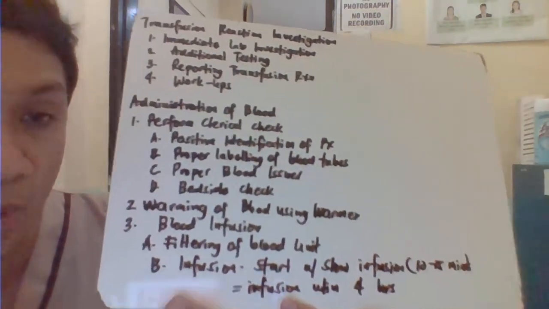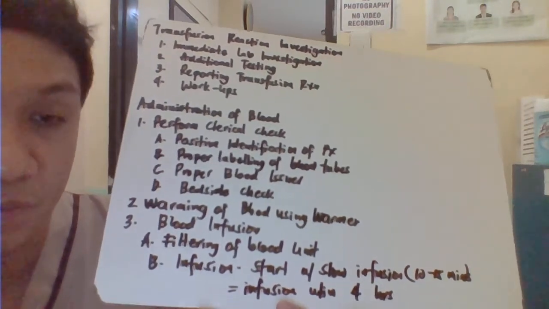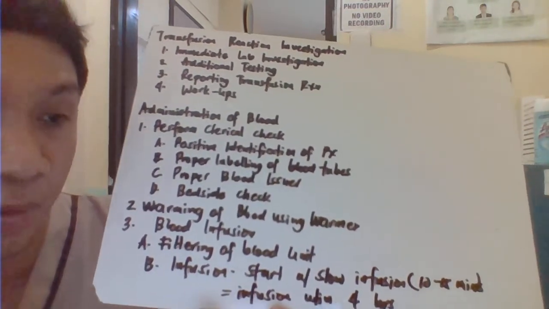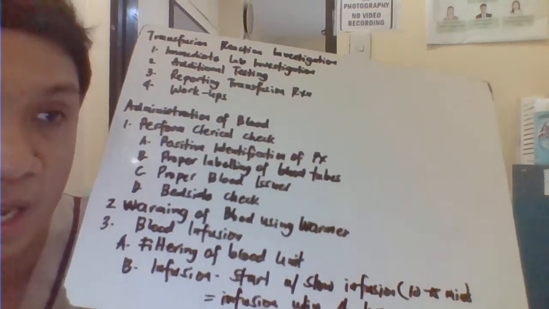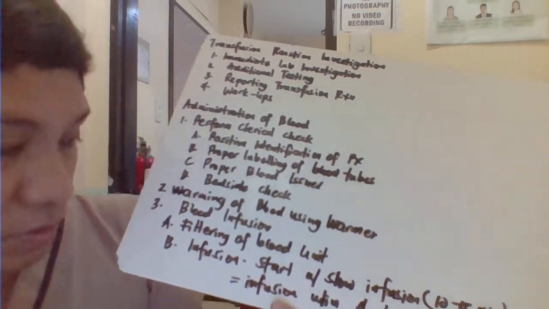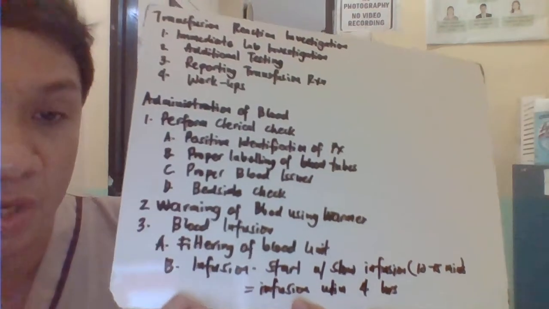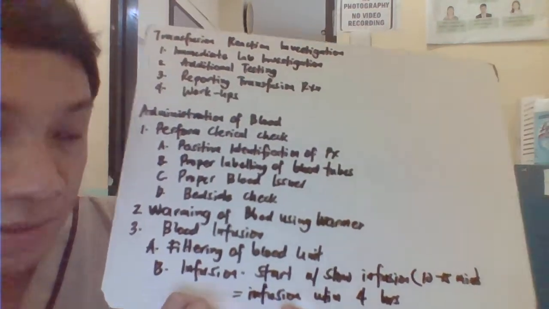Next one, we have the warming of the blood prior to the blood transfusion. That's to prevent hypothermia. You can perform that by running water or you can incubate at 37 degrees Celsius. Then for the blood transfusion, again, we are not the ones doing this blood transfusion.